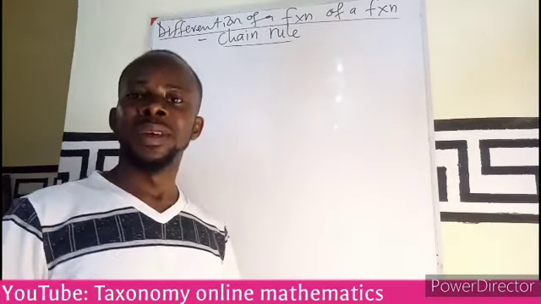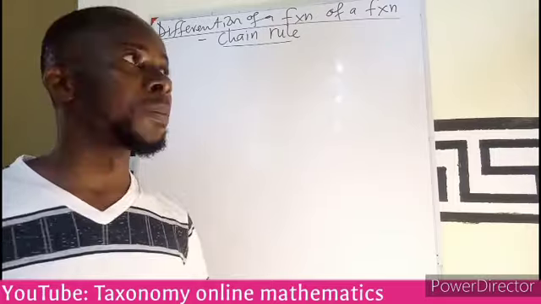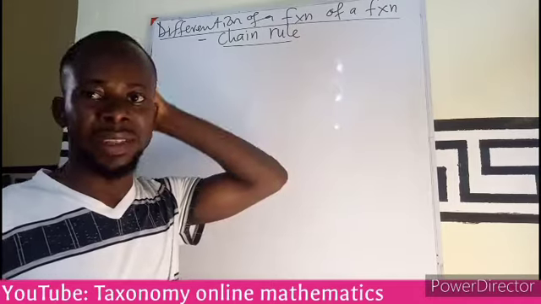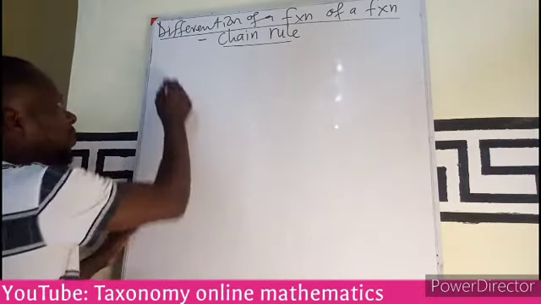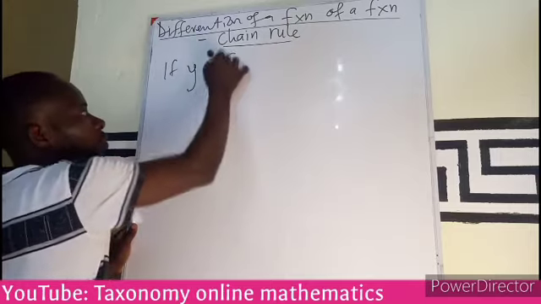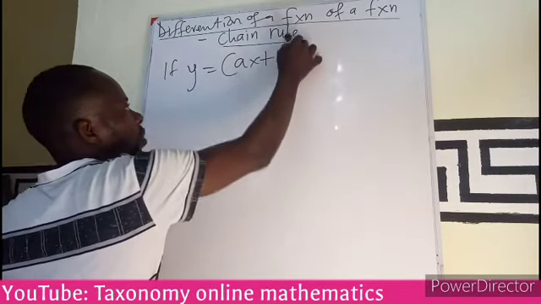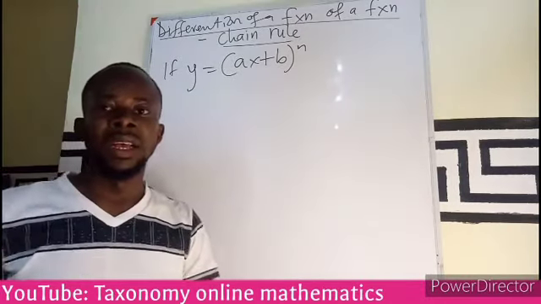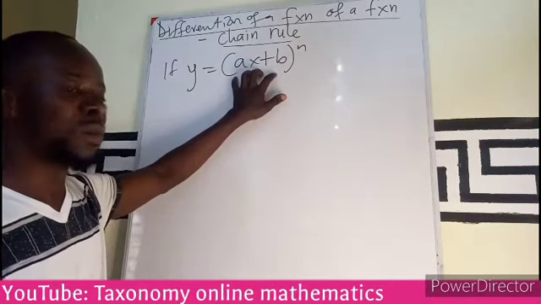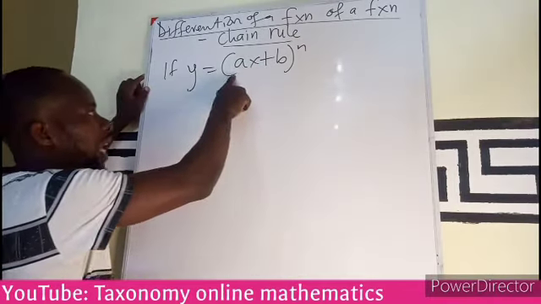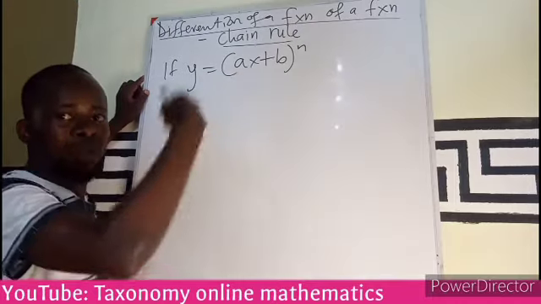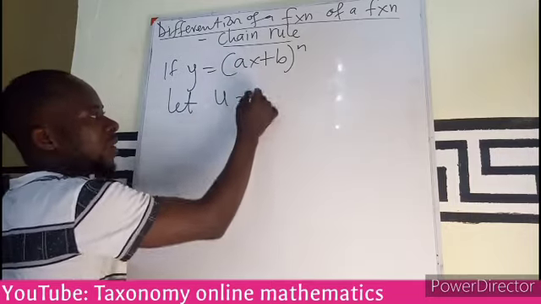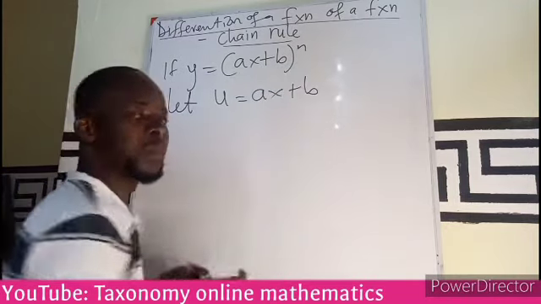We are moving still on the calculus, differentiation. Now we are taking the differentiation of function of a function, that is the chain rule. So if you have y equals (ax plus b) exponent n, we see this is a function of another function. So if I have this, what we do is that we let the function in the bracket represent another letter. For example, let u be the function ax plus b.